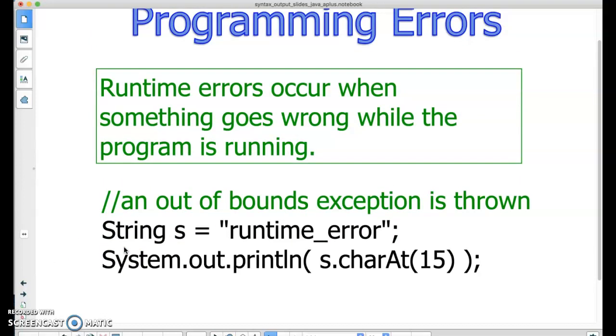Another error that occurs would be a runtime error. A runtime error is something where the computer doesn't know anything's wrong with it. It can still run. It compiles fine. There's nothing syntactically wrong with it. But when it runs, it glitches out, like dividing by 0 or something like this runtime error that we have here. It's saying s.charAt(15). This particular string only has 12 characters, so if it's looking for something at 15, it's going to say, I can't do that, and it's going to glitch out and end your program.